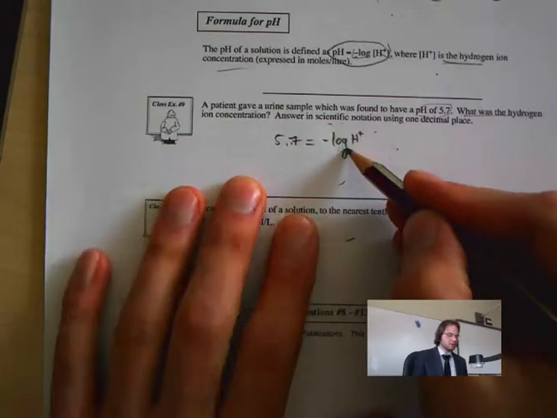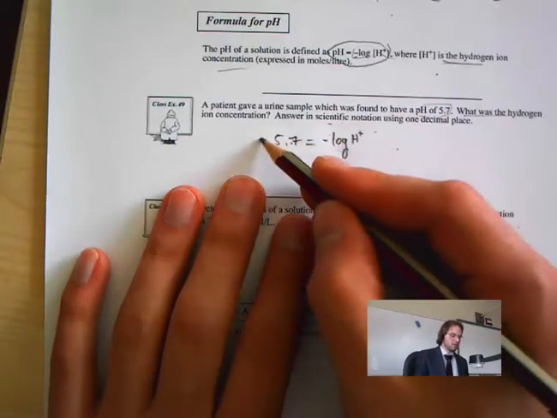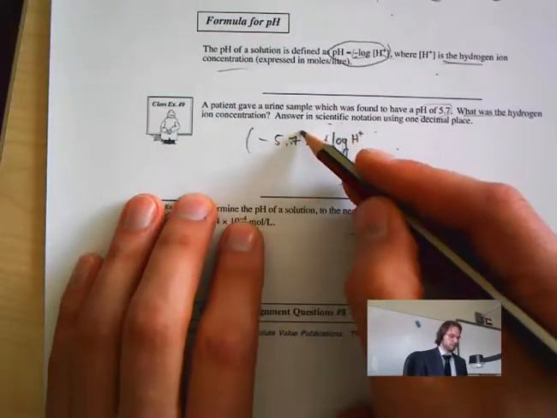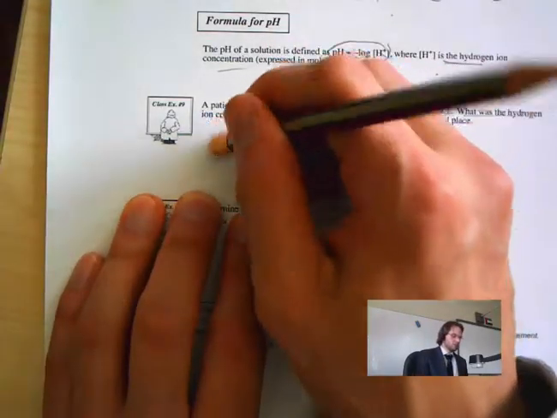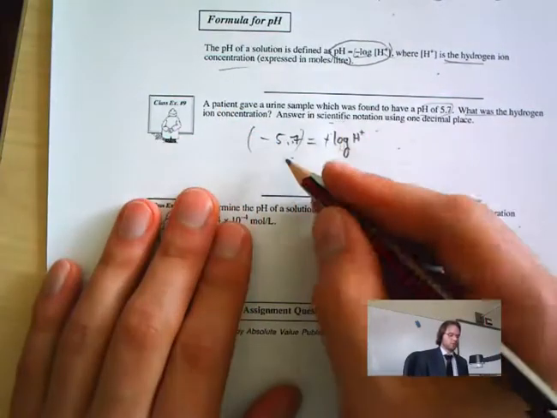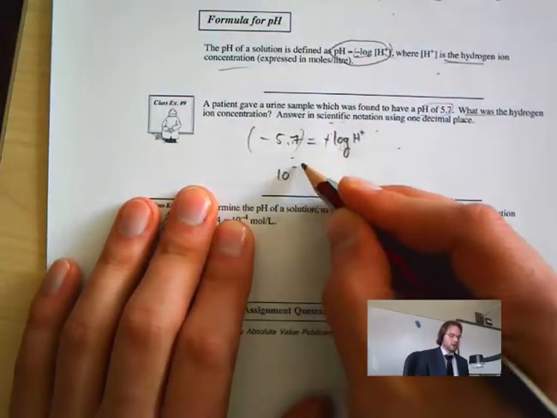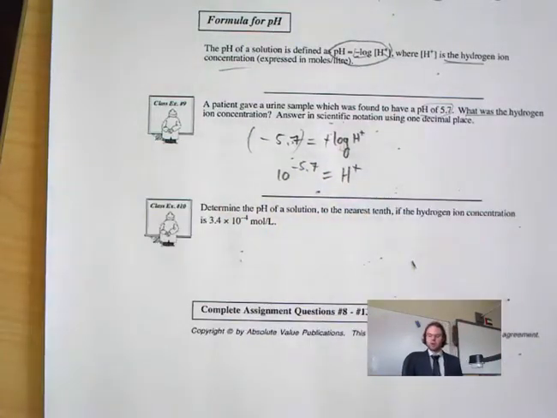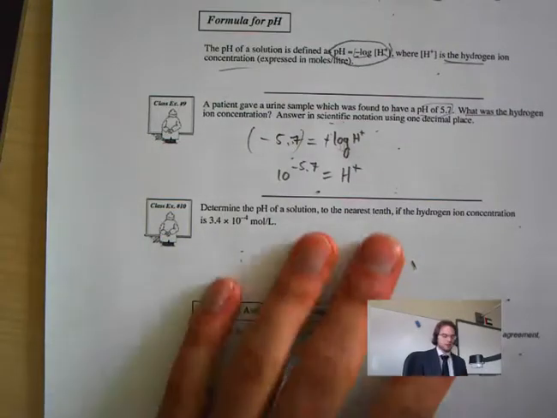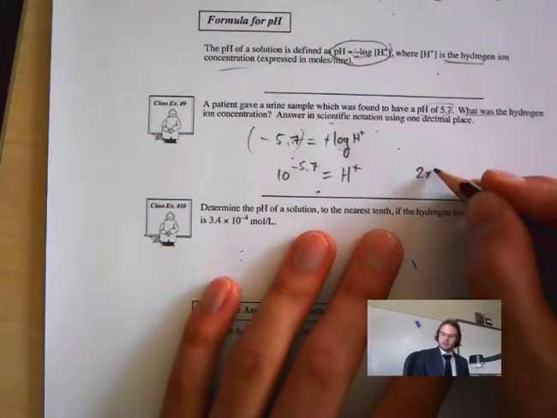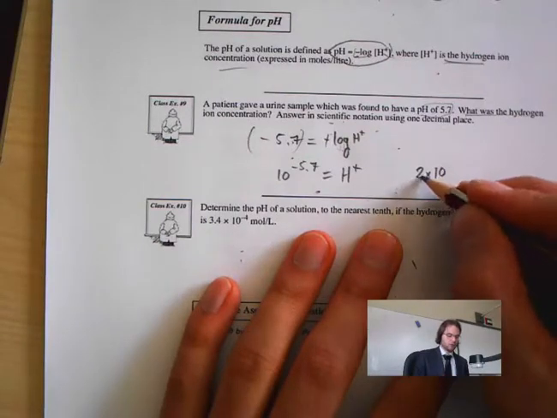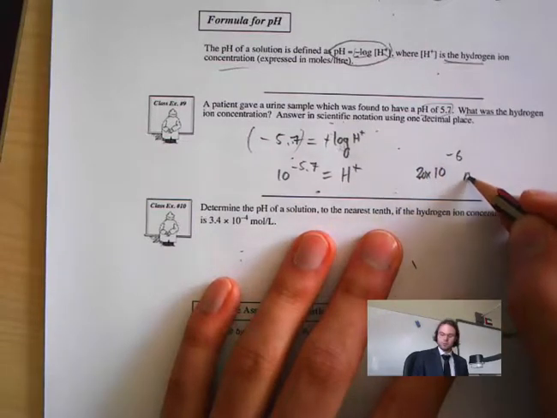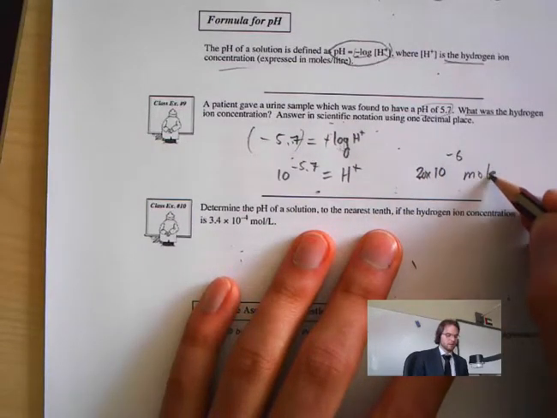This is saying 10 to this negative. I could put this negative on this side and make that positive, couldn't I? Multiply both sides by -1. Okay? And I make that positive if I multiply both sides by -1. So I'm going to get 10 to the negative 5.7 is equal to H. So I end up getting, if I put this in my calculator, 2.0 times 10 to the -6 moles per liter.